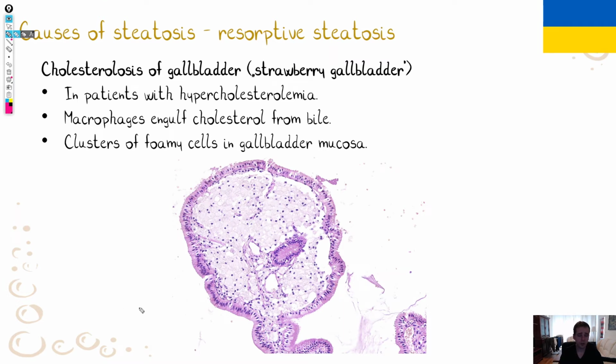Sometimes if the cholesterolosis is severe enough, it can also create small polyps. We call them cholesterol polyps. Sometimes the polyp can be bigger, and it can mimic a neoplasm, for example on ultrasound. So sometimes the patient undergoes cholecystectomy because of the gallbladder polyp, and then we will find out that it's just a cholesterol polyp and not a neoplasm.